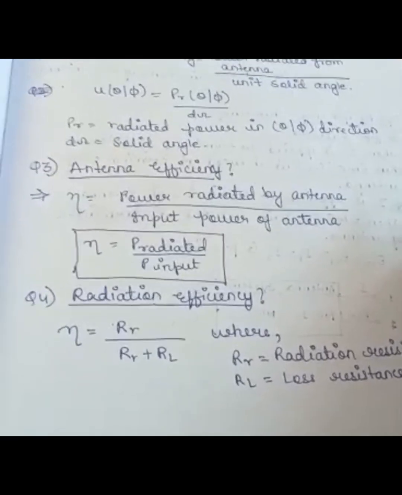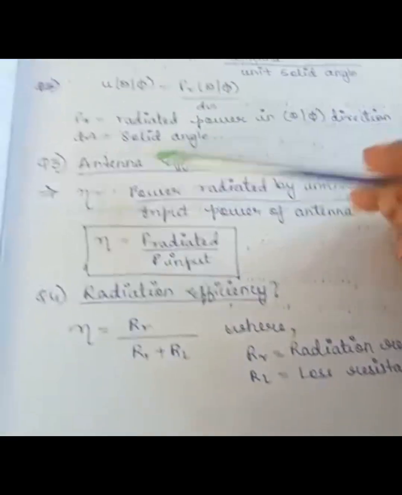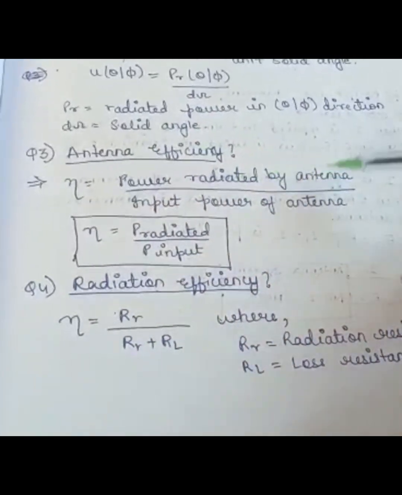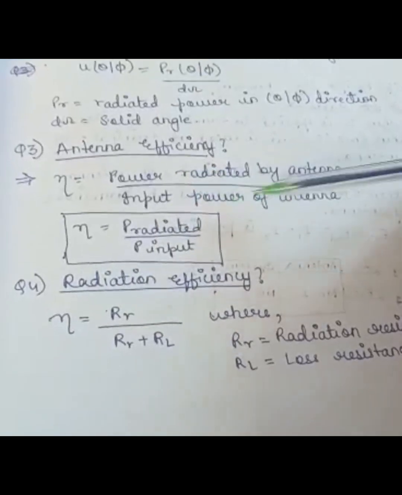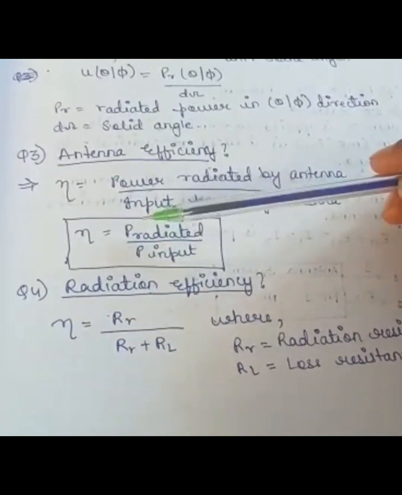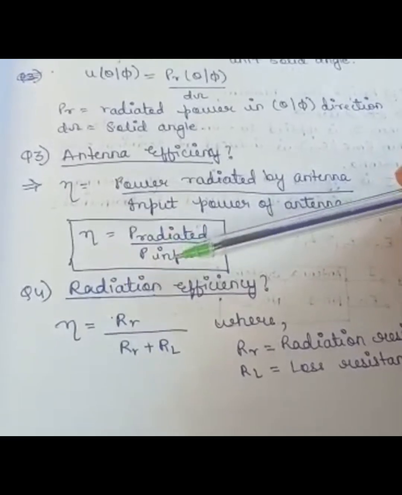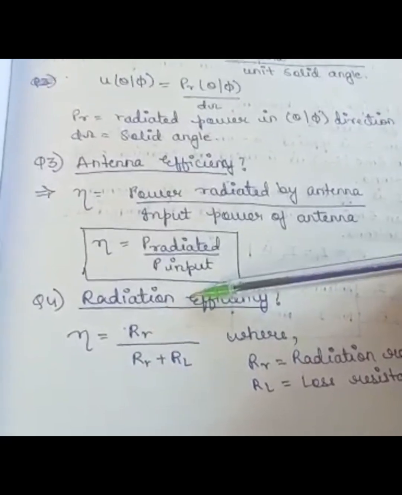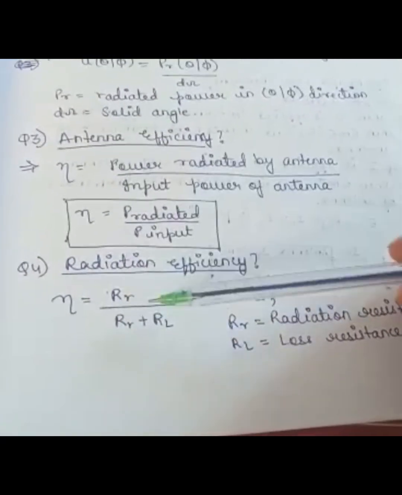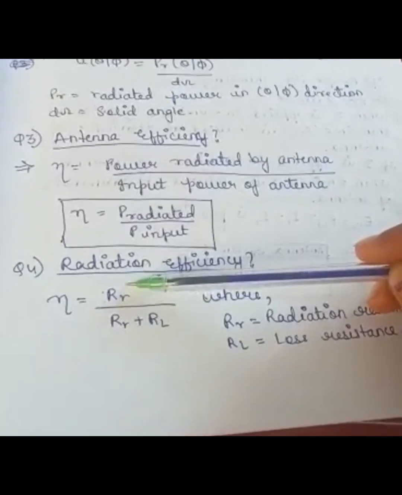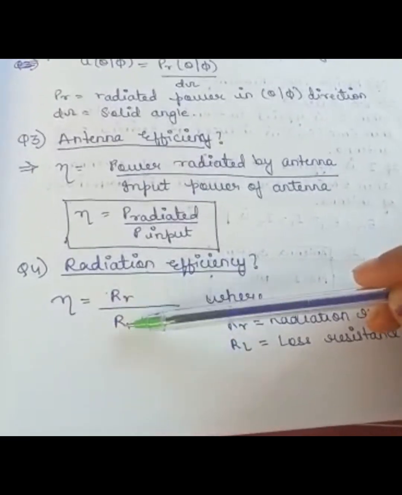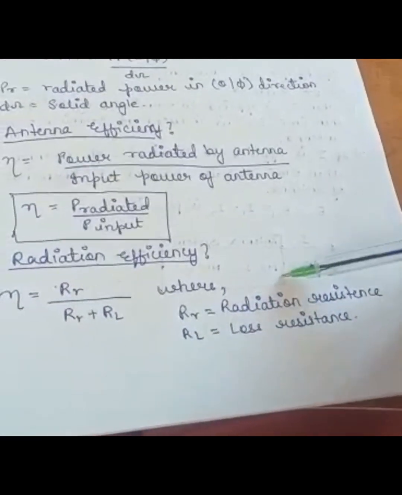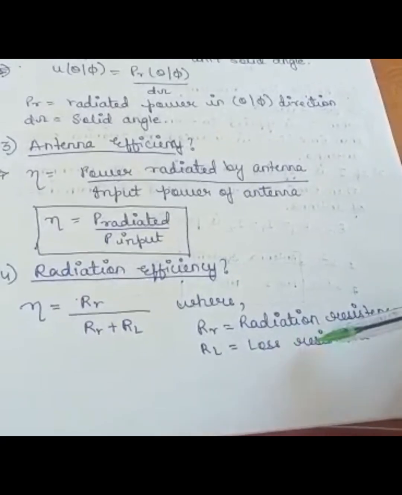Now the next question is, what is antenna's efficiency? Antenna's efficiency can be defined as the ratio of power radiated by the antenna upon the input power which is given for the antenna. So it can be written as P radiated upon the P input, where P is the power. Now, what is radiation efficiency? Radiation efficiency can be determined as the ratio of RR upon RR plus RL, where this RR is the radiation resistance and RL is the loss resistance.